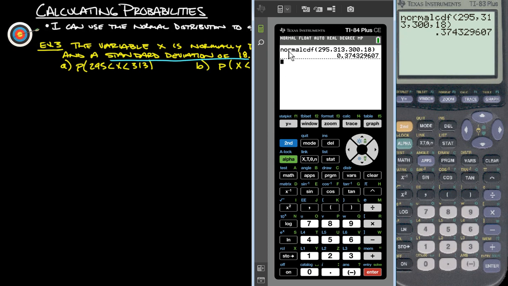If it's a normal distribution, about 37.4% of the data should be between 295 and 313 if the mean is 300 and the standard deviation is 18. Okay, so this is going to be a lot of calculator work.